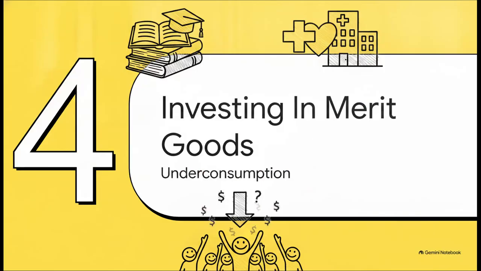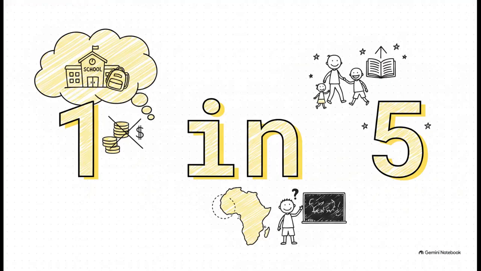Which brings us to Section 4, investing in merit goods. On the flip side of those harmful goods, what happens when the market doesn't produce enough of something really beneficial? We get merit goods, like education. If we leave schooling strictly up to private businesses, it just becomes way too expensive for a lot of people.